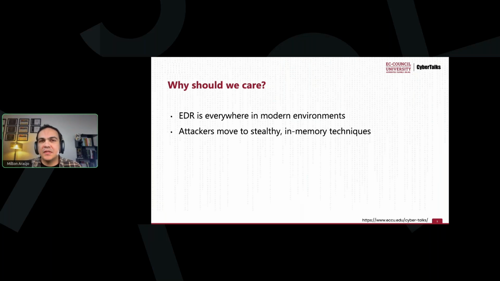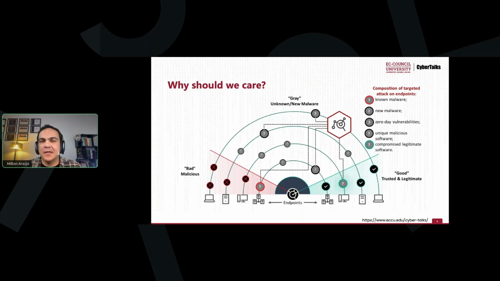This diagram sums it up nicely. At this endpoint we don't just have good and bad. We have a mess of a mix: no malware, new malware, zero days, unique custom tools, and compromised legitimate tools, all living together. The more targeted the attack, the more it looks like the top right area: custom or modified tools that blend with legitimate activity. That's where HTML smuggling and syscall tricks really shine.